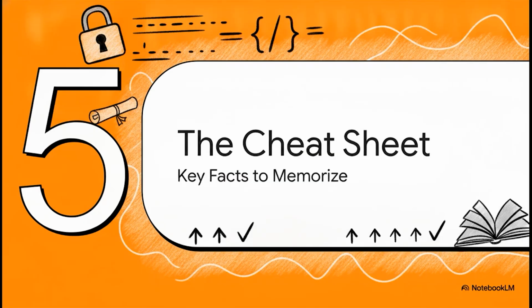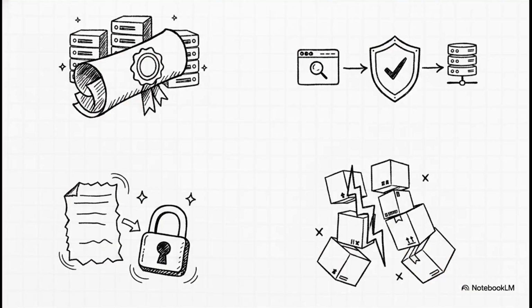Almost at the finish line. Part 5. The cheat sheet. Key facts to memorize. We've covered a ton of ground in this explainer, going all the way from OpenSSL commands down to strict system limits. So let's lock this knowledge in. Here are the absolute crucial takeaways for Objective 5.3.